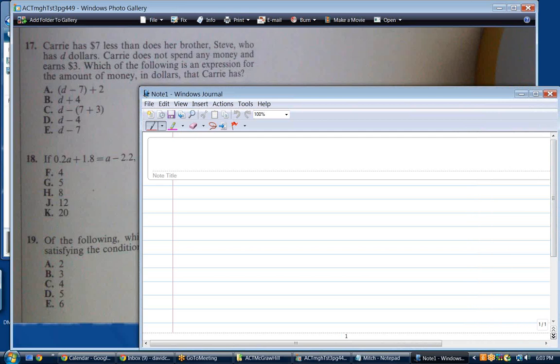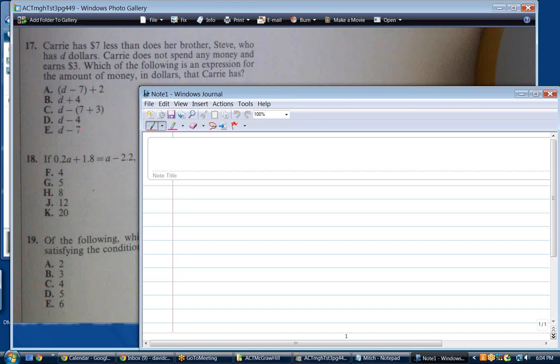So how much money did Carrie have before she earned $3? Mitch, you still with me? Yeah. Okay. D minus 7. Okay. And after she earns $3, what does she have? D minus 4. Good.